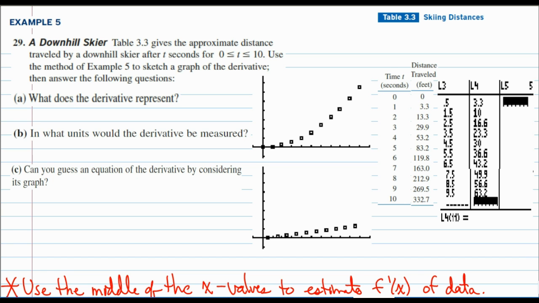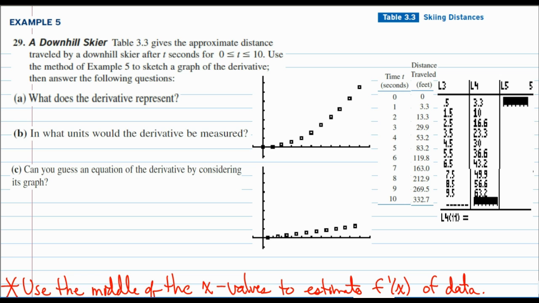We've got a downhill skier here, number 29, and table 3.3, that's what this is. So these data points were originally given, and they give the approximate distance traveled by the downhill skier after t seconds, between 0 and 10 seconds. We're going to use the method of example 5 that I don't like. I like the method, but I didn't like example 5, to sketch a graph of the derivative and then answer the following questions.